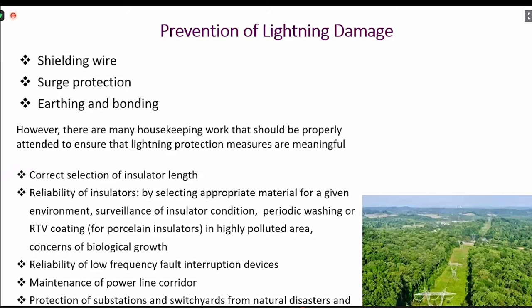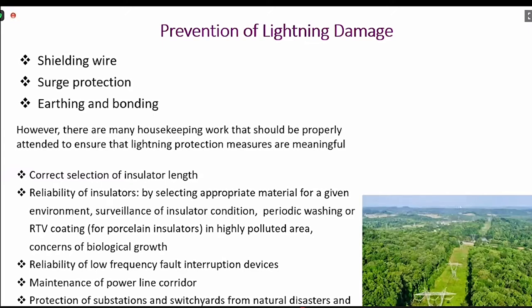The reliability of low frequency fault interruption devices. That's another thing. Before you go to lightning protection, you have to be very thorough with the reliability of the fault interruption devices. Then maintenance of the power line corridor. What you see in the photograph on the right-hand side is what we call the power line corridor, or way of access as it is called in some countries. That should be maintained properly. Then protection of substations and switchyards from natural disasters and man-made disasters. So this is another big problem.